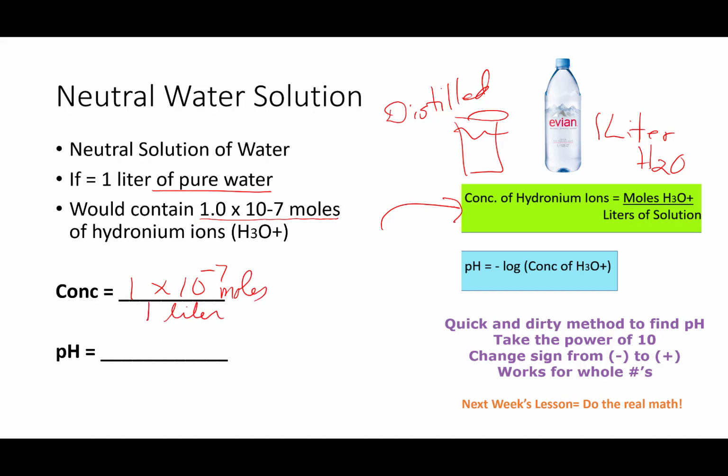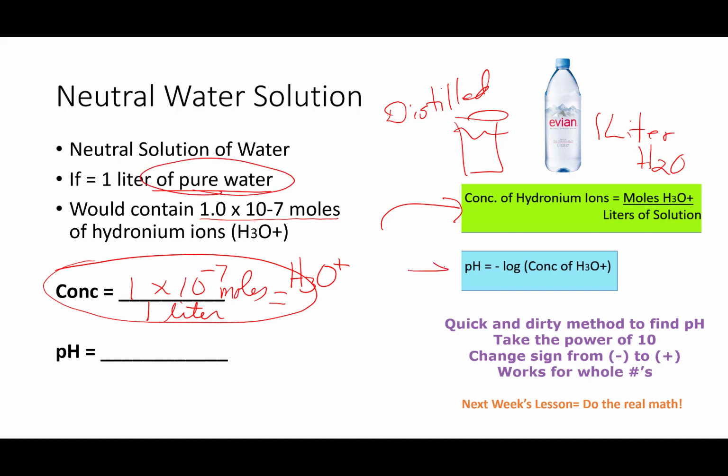Now, if we go back to our equation for molarity, moles per liter, that would be the concentration, the molar concentration of hydronium ions inside our pure sample of water. Now, how do we go from this to pH? Next week, we're going to do the real math, but what I'm going to show you this week is the quick and dirty method, because this week I care that you get the idea. We'll worry about the mathematical stuff next week. This week's all about the idea.